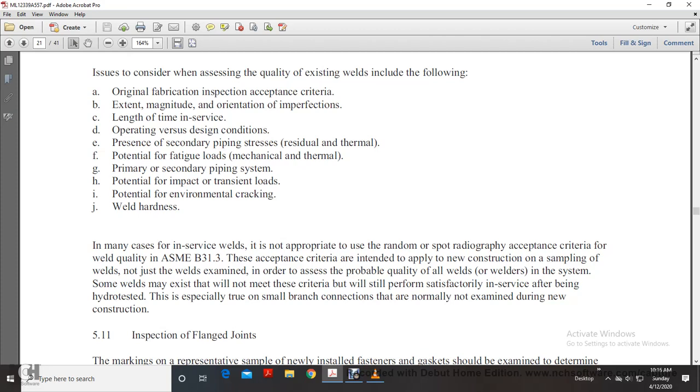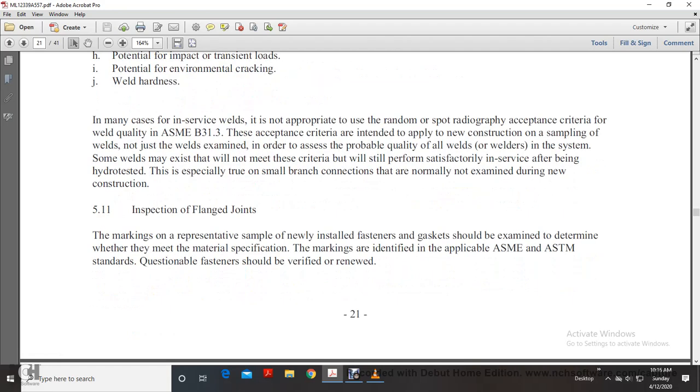In many cases, in-service welds are not appropriate for the random spot radiographic acceptance criteria. The ASME B31.3 weld quality acceptance criteria is intended to apply to new construction sampling of welds, not just the weld exam, in order to assess the probable quality of all the welds and welders in the system. Some of the welds may not meet the required criteria, but some will still perform satisfactorily in service after hydro test, especially true on small branch connections, which are normally not examined during new construction.